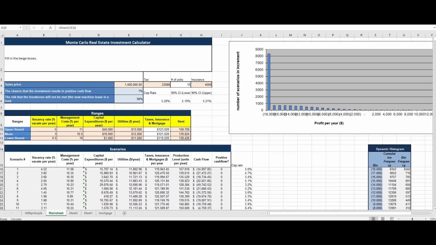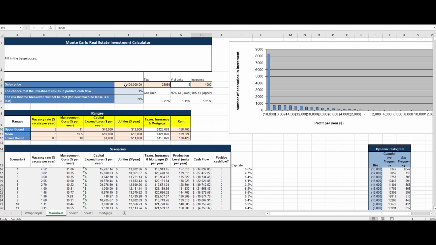All right, if we open up that Monte Carlo spreadsheet, the first thing we want to go to is the main sheet. This is where we're actually going to input any of our data into these beige boxes. So we'd start with the sale price. You would input all the costs that you have associated with a property, which is going to be your taxes, your insurance. You're going to have some vacancy rate, a management cost, capital expenditures, utilities, and then finally your profit. What kind of rent can you make from this property?